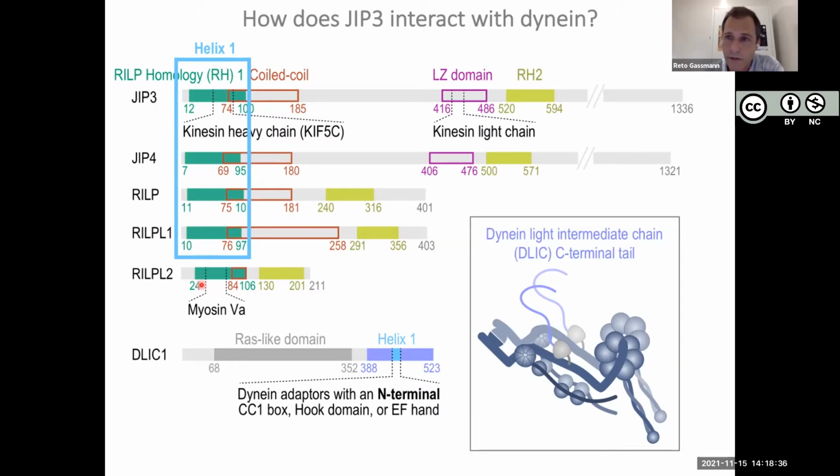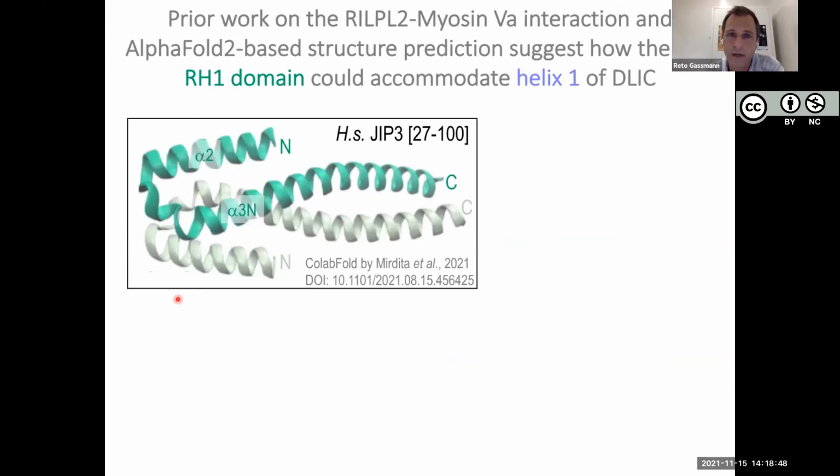And so we wanted then to understand more precisely how this interaction occurs, and we got some clues from structural work which had been done on the interaction between myosin Va and RILPL2. So this interaction involves a hydrophobic pocket, which is formed by a 4-helix bundle in the RH1 domain. So we have here a prediction of the structure of the RH1 domain of JIP3. This is by AlphaFold 2. And this hydrophobic pocket that I'm talking about is formed by the alpha-2 helix and the N-terminus of the alpha-3 helix. And so you have 2 hydrophobic pockets per RH1 domain.